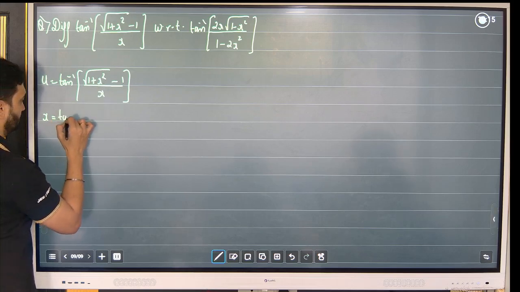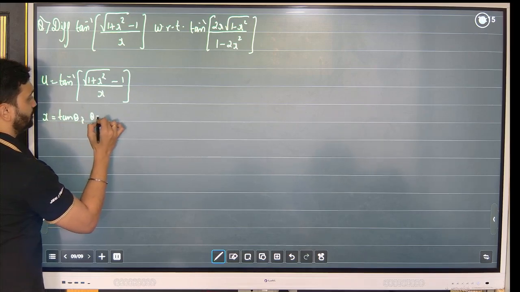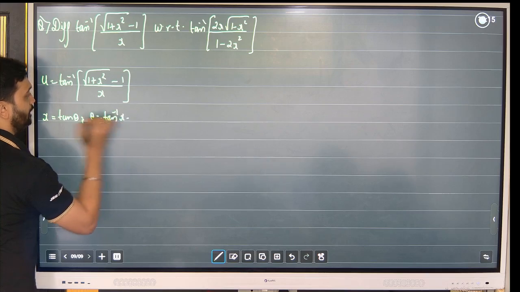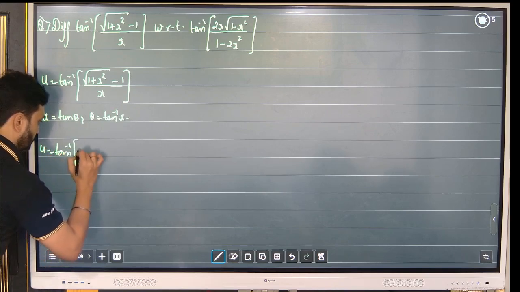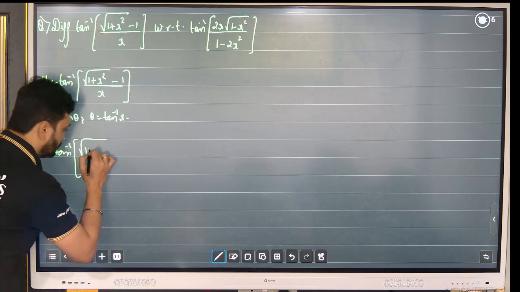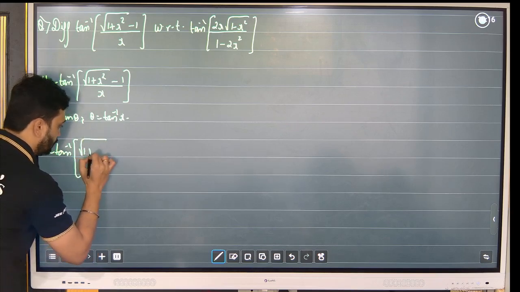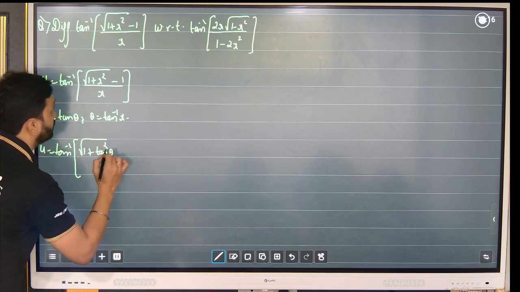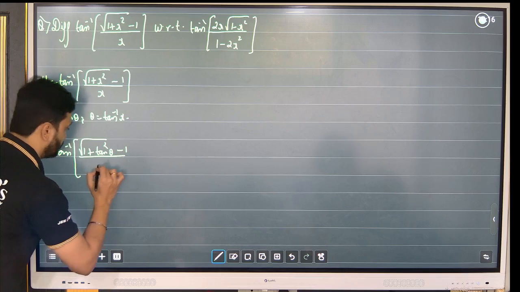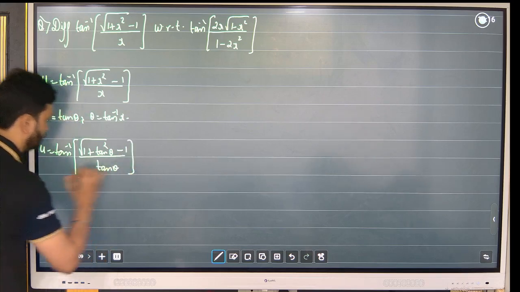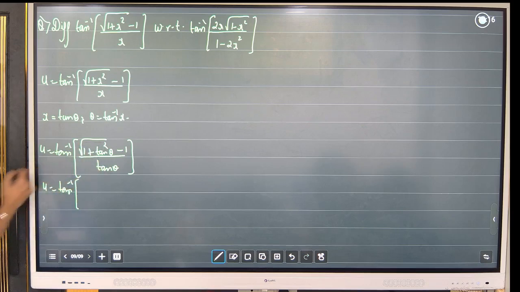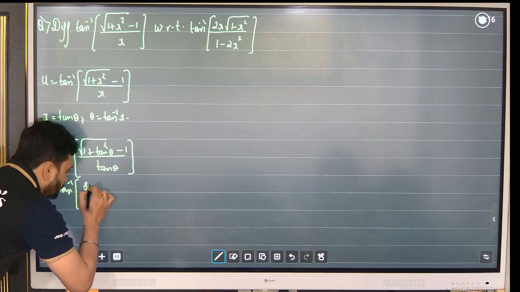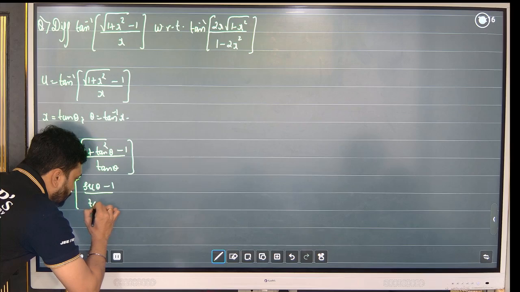Yes. So x is tan theta. Therefore theta will become tan inverse x. So u will become tan inverse of under root of 1 plus tan square theta minus 1 upon tan theta. So this will become tan inverse of, what is 1 plus tan square theta? What is under root of sec square theta? Sec theta. So this will become sec theta minus 1 upon tan theta.